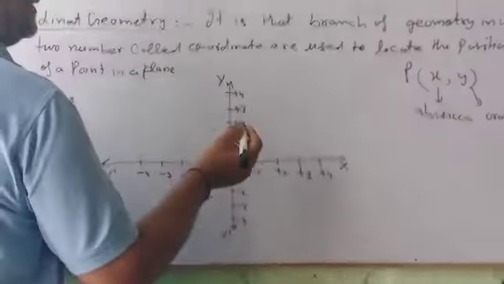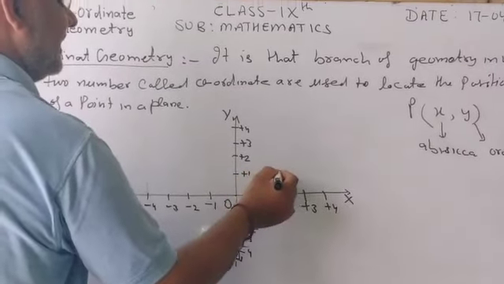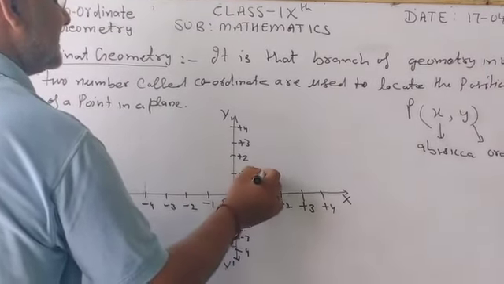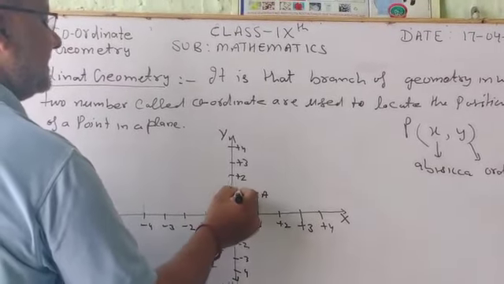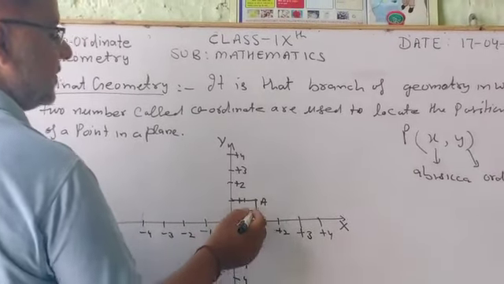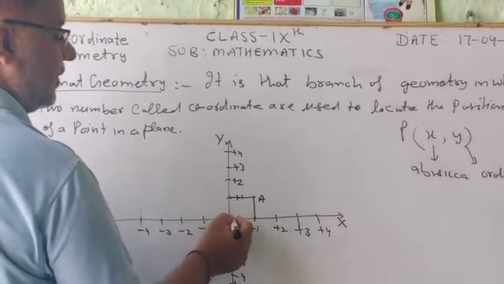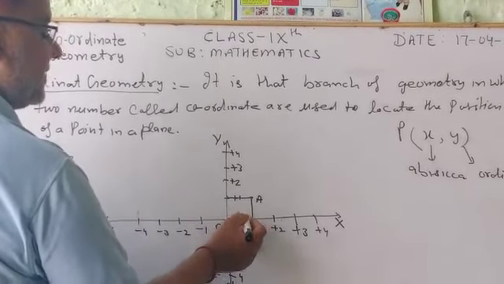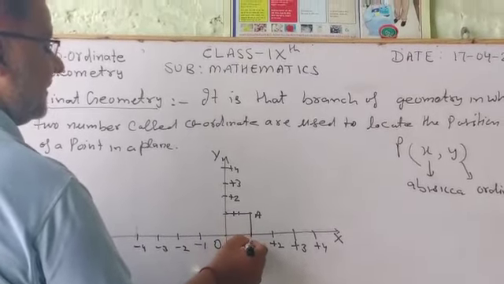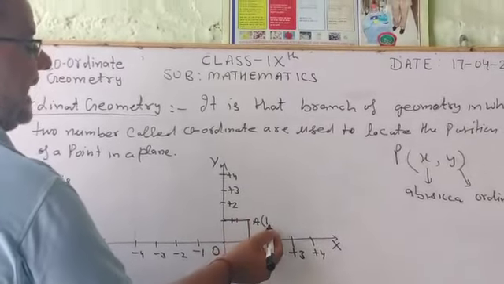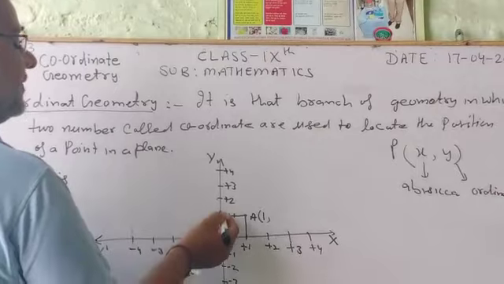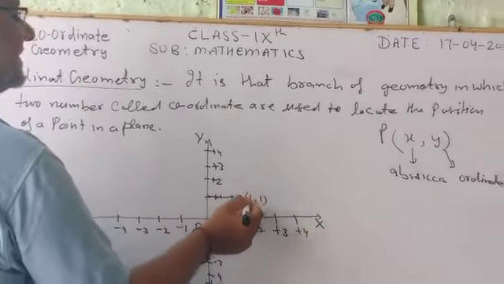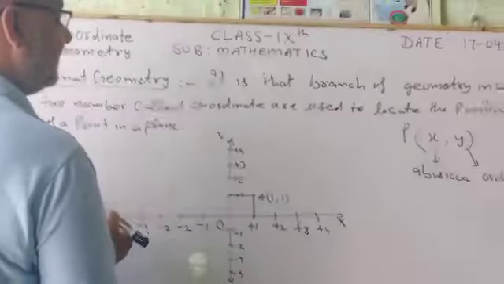If we take a point, this point is called A. So we are taking this direction and this direction also. The distance from O is 1. So write down the abscissa firstly, then in the direction of y, that is also 1. So this point is (1, 1).